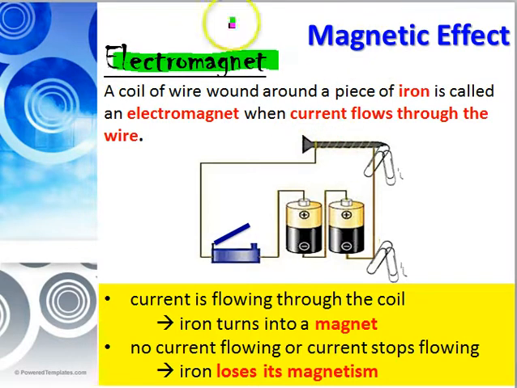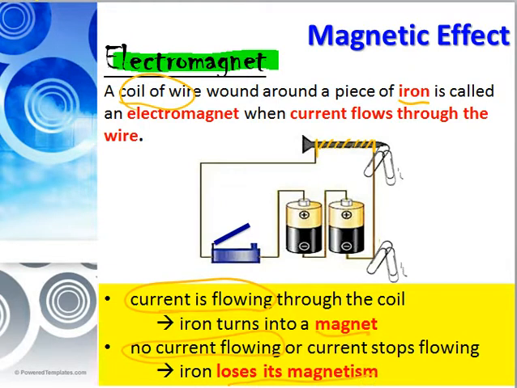But how do we make the electromagnet? We need a piece of iron and we need to have a coil of wire. So you can see that the wire is coiled around it. Let me try to redraw it nicely here. The wire is coiled around this iron over here. Because it is coiled, it will help the iron to become an electromagnet. So current flows through, it becomes a magnet. Current stops flowing, it loses its magnetism.